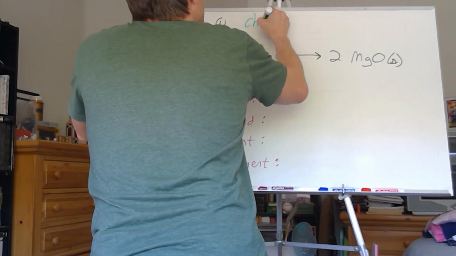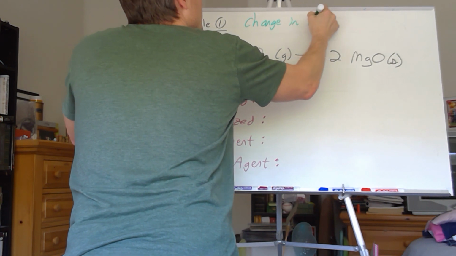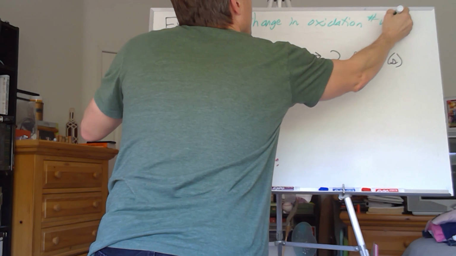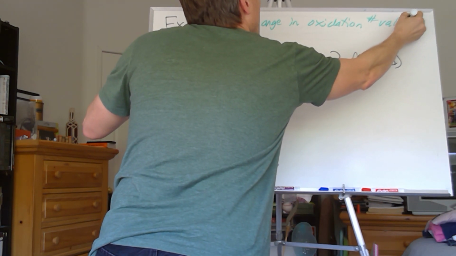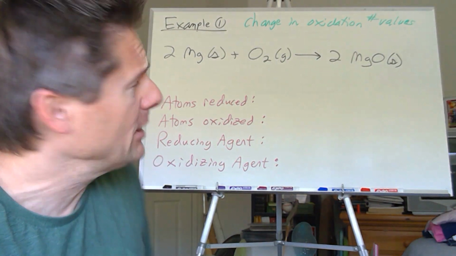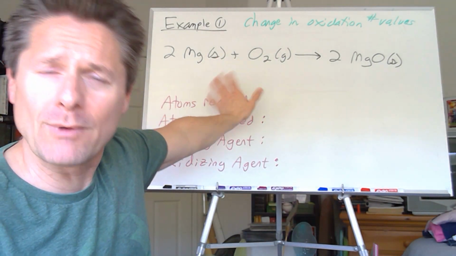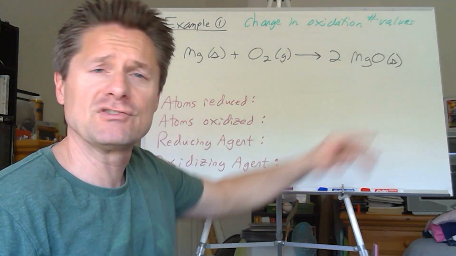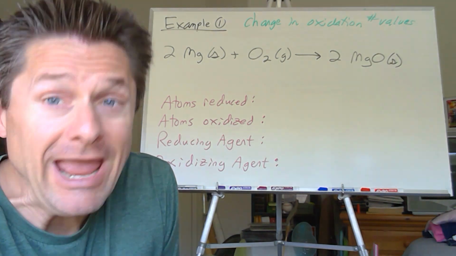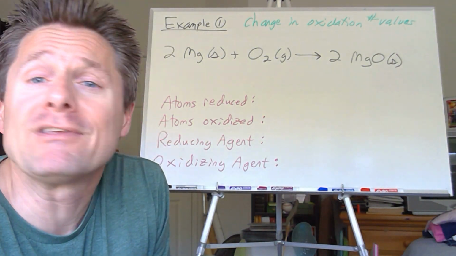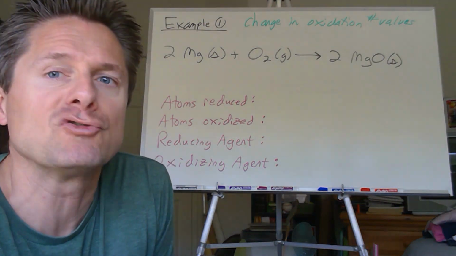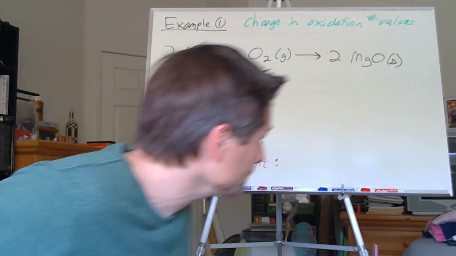All right? So we have a change in oxidation number values. That is the number one way you can tell if somebody says, hey, was this reaction a redox reaction? Look at the oxidation numbers of the elements on the reactant side, left-hand side of the arrow, versus the oxidation numbers of the elements on the product side, the right-hand side of the arrow. If they changed, it's a redox reaction. If they're all the same, it wasn't a redox reaction. Like a precipitation or acid-base, typically they don't change, right? That's why they're separate categories.